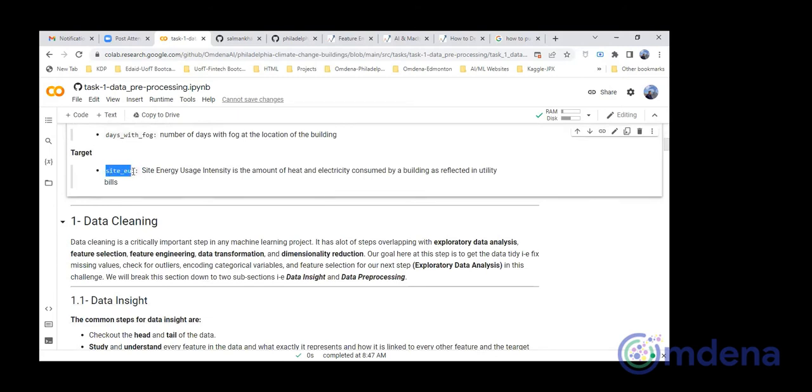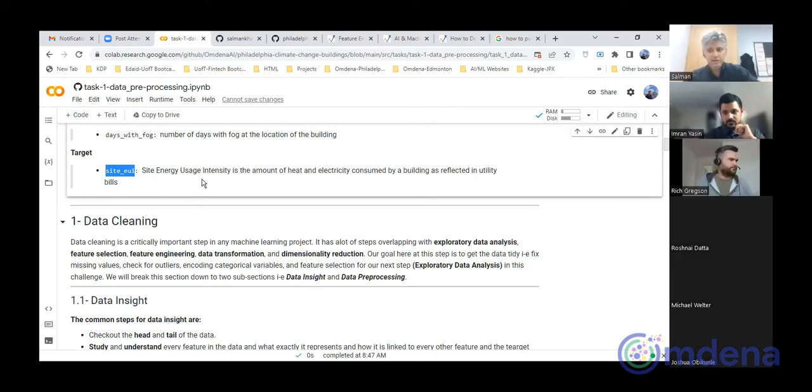What we are predicting is this particular variable, site energy usage intensity, which tells you how much energy has been used by that particular building in that particular year. So that is our goal. We want to predict the energy usage based on the given features.